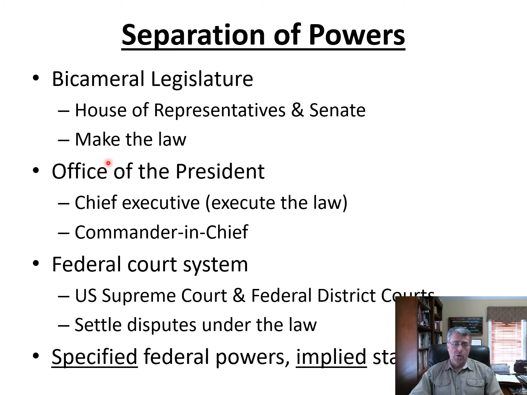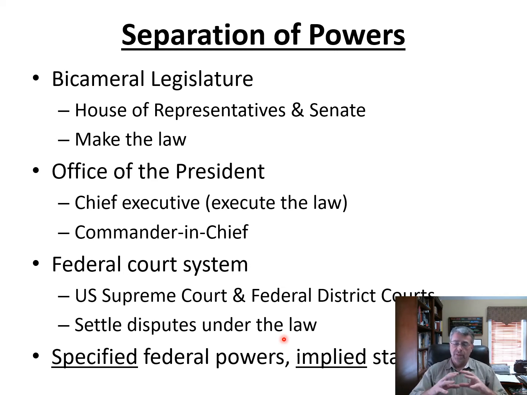But just to recap here, the legislative branch, Congress, they make the law. The office of the president, he executes the law or administers the law. And the federal court system settles disputes under the law, or they interpret the law. So three distinctly different branches, each with distinctly different powers.